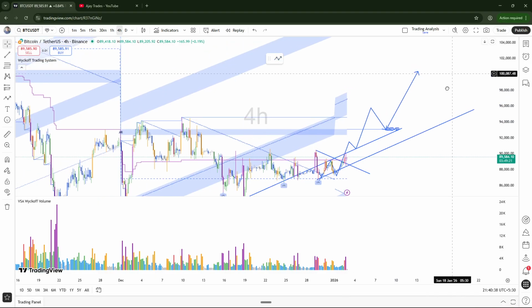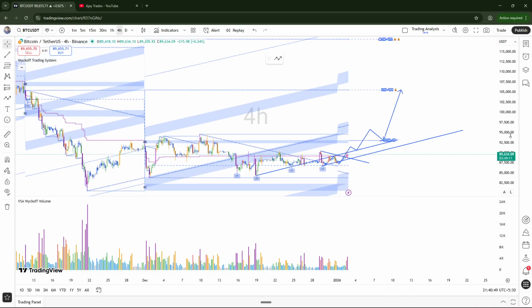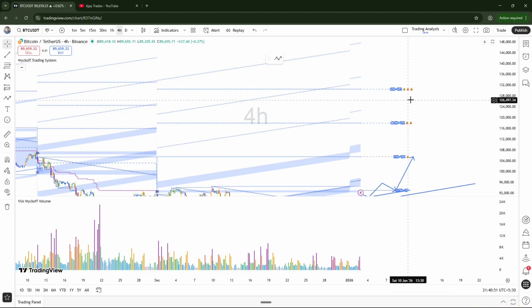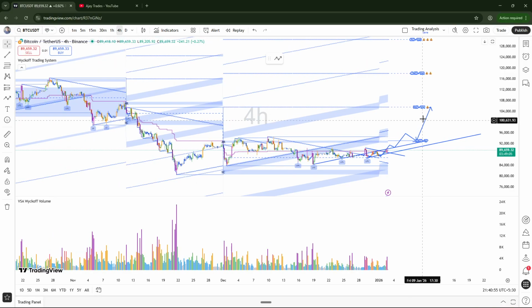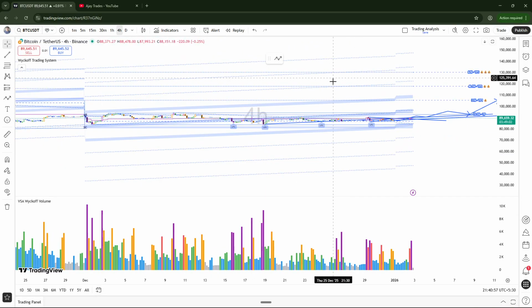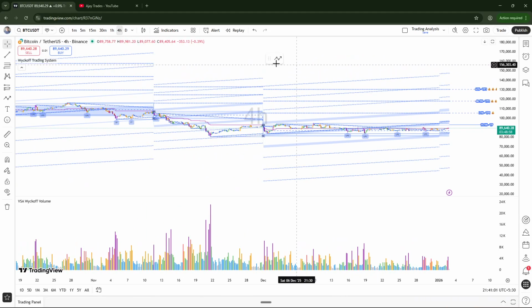Okay, and you can see if we hit that, we are going to this one, which is the $105,000 take profit level. Okay. So yeah, and the max is 132. So in 2026, we can expect that kind of movement. And I can actually show you what I mean by that.